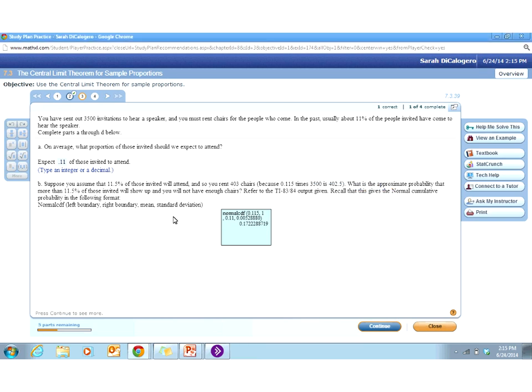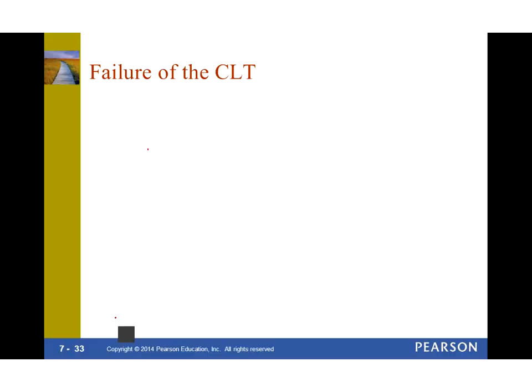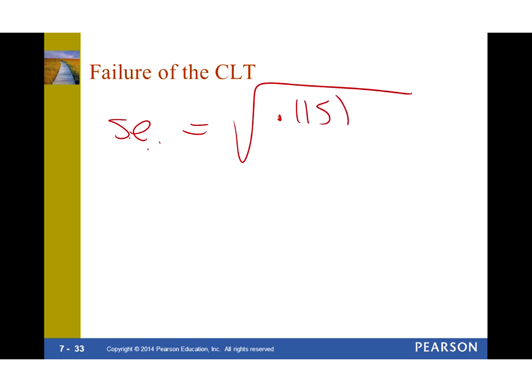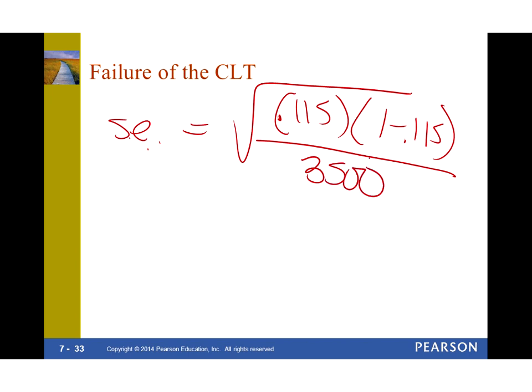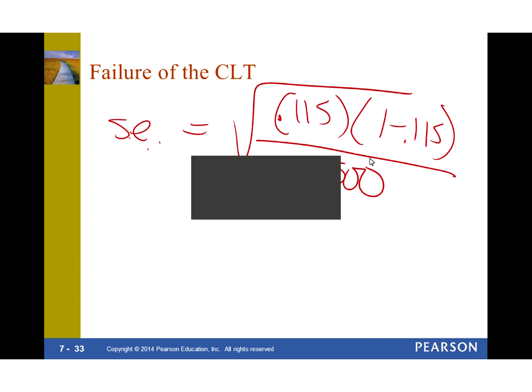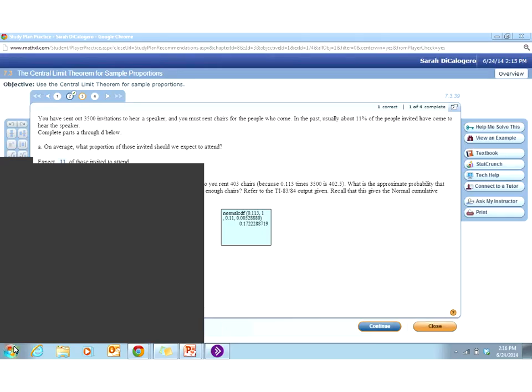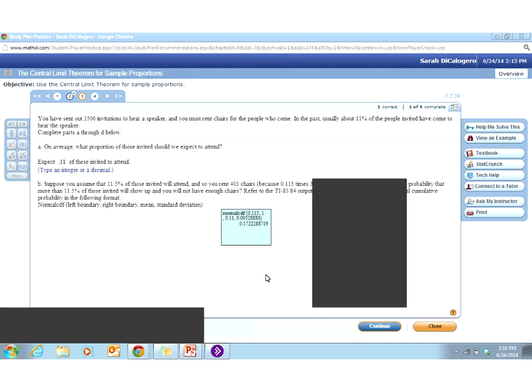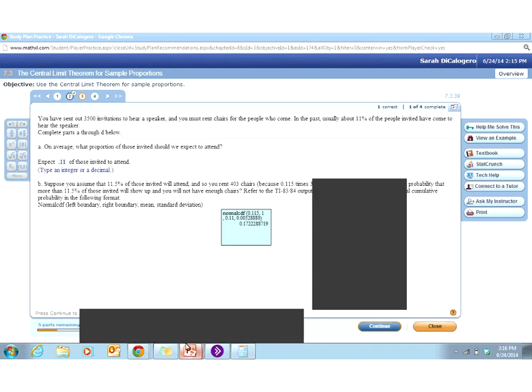So what we need to do is we need our standard error. Our standard error equals the square root of 0.115 times 1 minus 0.115 divided by 3,500. Because we're using 11.5 instead of 11%. And I unfortunately got rid of my calculator. Hopefully it'll still show up on your screen.